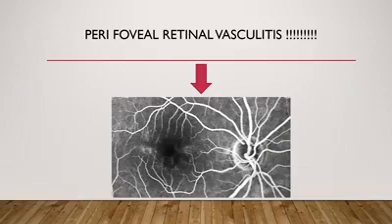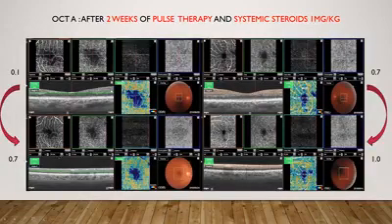And this is the imaging after the 2 weeks of the pulse therapy and the oral steroid. And you can see the vision improved in the right eye from 0.1 to 0.7. And the ischemia quietly improved after the treatment with a macular reperfusion. And in the left eye, the vision improved from 0.7 to 1. So this is one of the applications of the OCTA in cases of posterior uveitis.